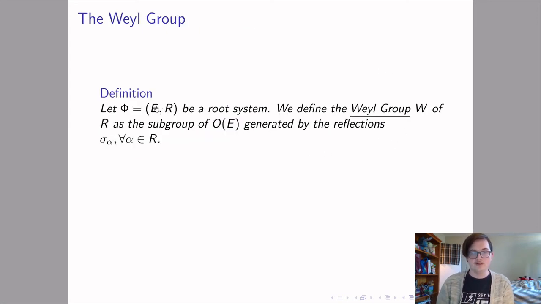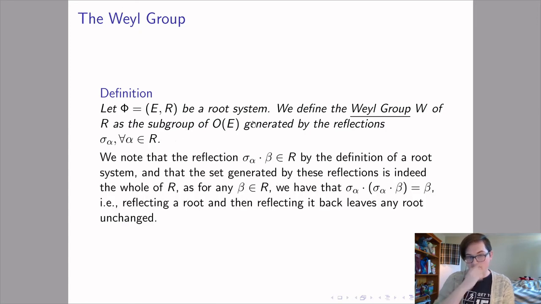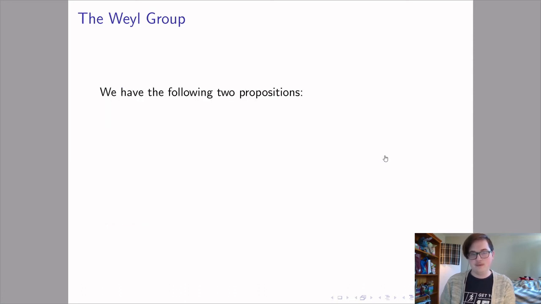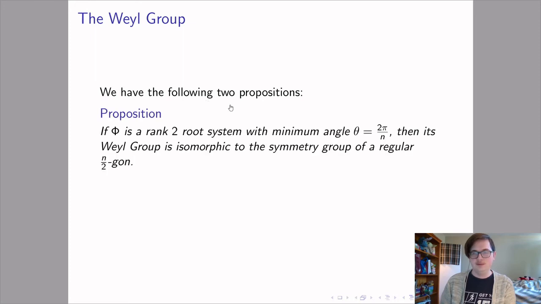Okay, so for the Weyl group, if phi is a root system, we'll define the Weyl group W of R as the subgroup of the orthogonal group of E generated by the reflection sigma sub alpha for all of our roots. Okay, and we'll note that we can get to any root by applying these reflections, because we see down here applying the same reflection twice to a root brings you back. Okay, and then we have the following two propositions, and I give the outlines of these in my paper.